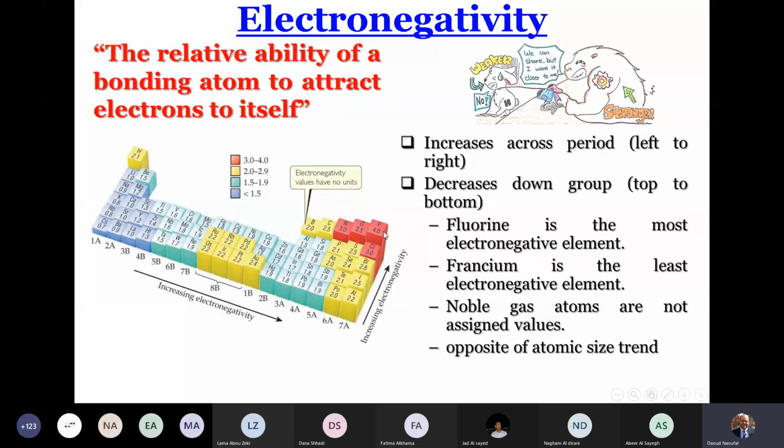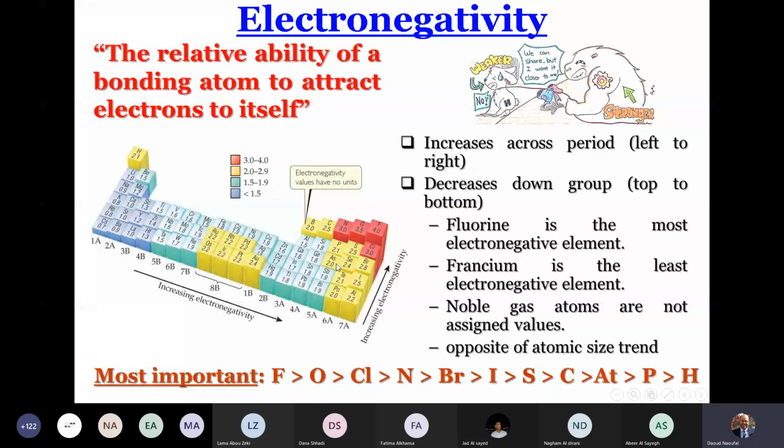F is the most electronegative element in the periodic table. Francium is the least electronegative element. Noble gas atoms are not assigned a value because noble gases do not form a bond, so we don't talk about electronegativity. And the electronegativity is very important in order to understand the type of bond AB. For this reason, we have a common trend.